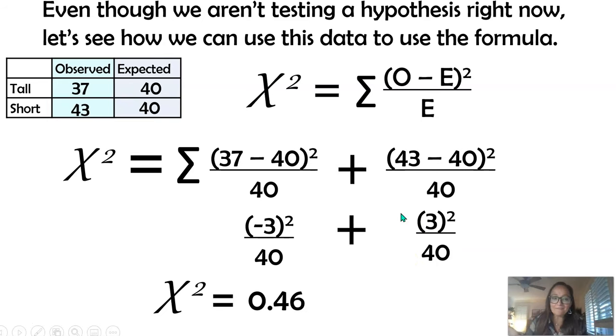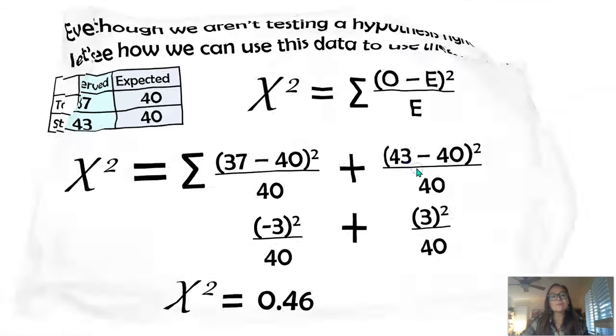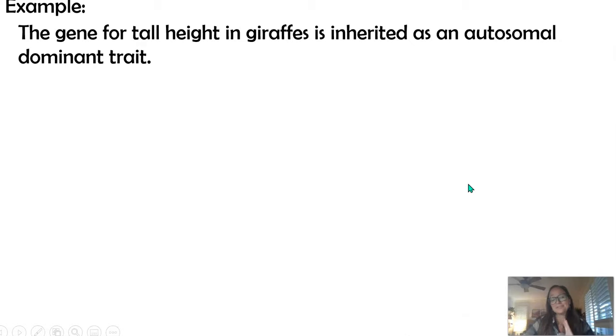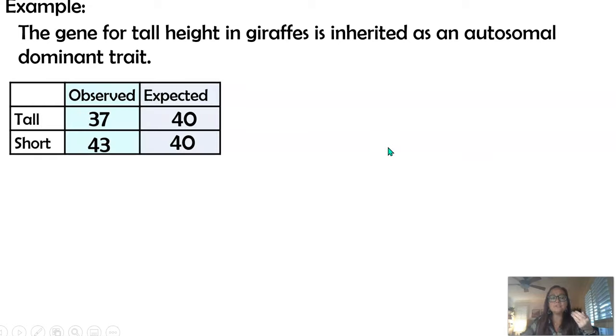But what do we do with that? What does that even matter? So let's go back to the giraffes. So let's say that the scientists are hypothesizing that tall height in giraffes is inherited as an autosomal dominant trait. So we want to know, does our observed values match this pattern of inheritance?